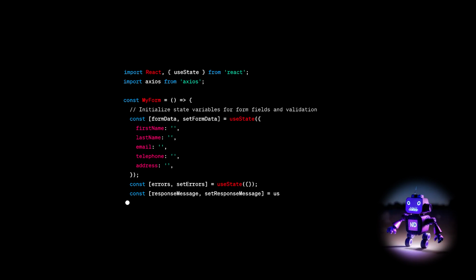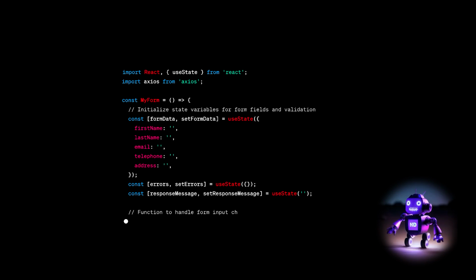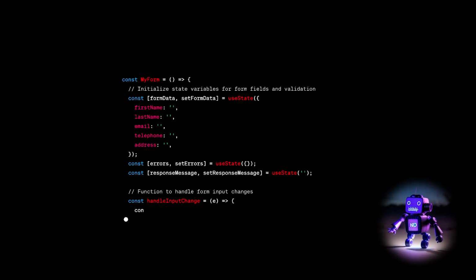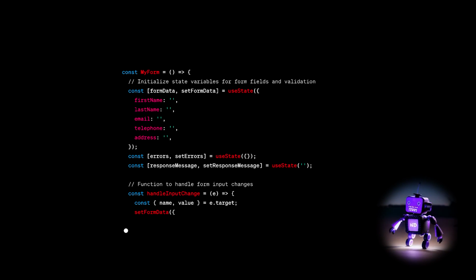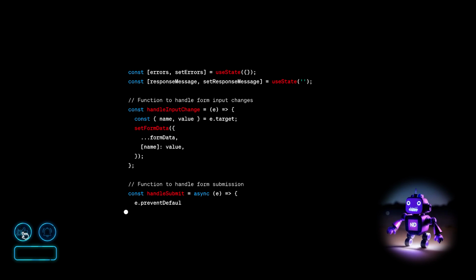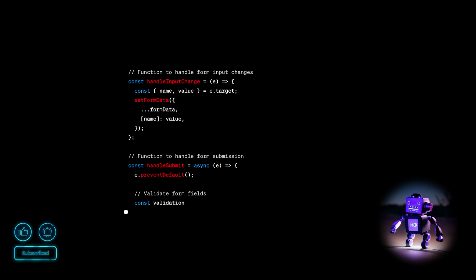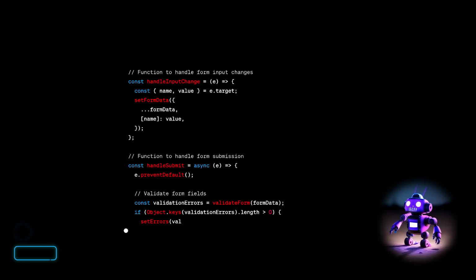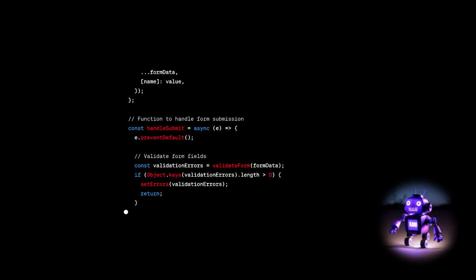Form data stores user input, errors for validation error messages, and response message to display server responses. We create a function called handleInputChange to track changes in input fields. It takes an event object as a parameter, extracts the field name and value, and updates the form data state accordingly. This ensures the form data stays in sync with user input.